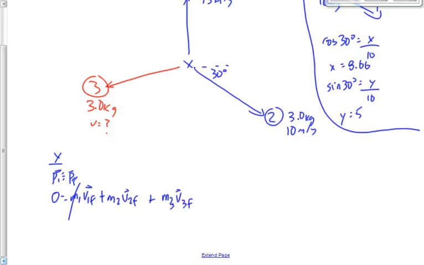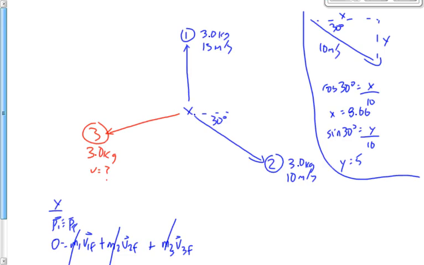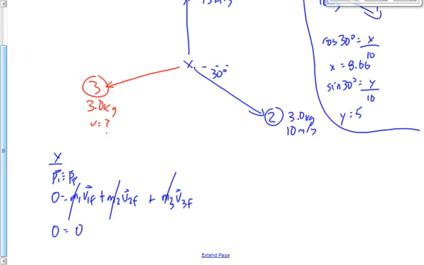Masses cancel, right? How many of you caught that? How many people included the masses in their calculations? That's okay, right? You just don't need to because it's the same mass. V1F. What is V1F? What's V1F for the X component? Yep, 0. Good. Sorry, Tasia, what's V2F for the X component? 8.66. And V3F, we're going to solve for that. It works out to be negative 8.66.